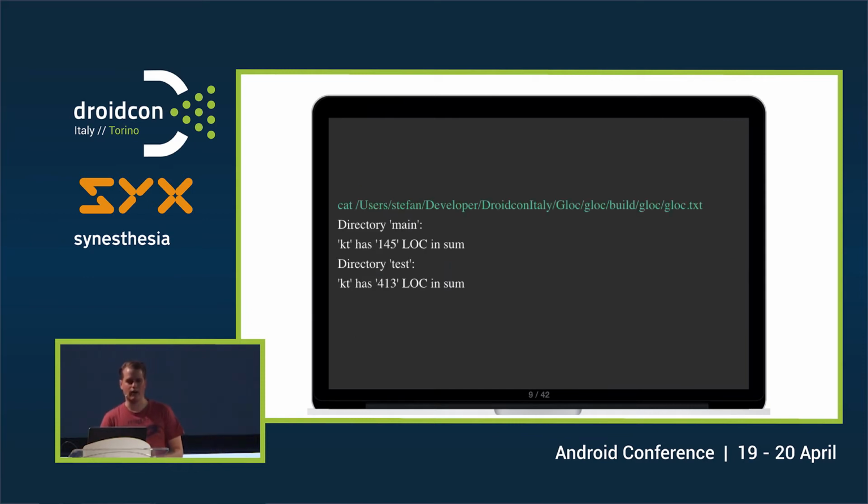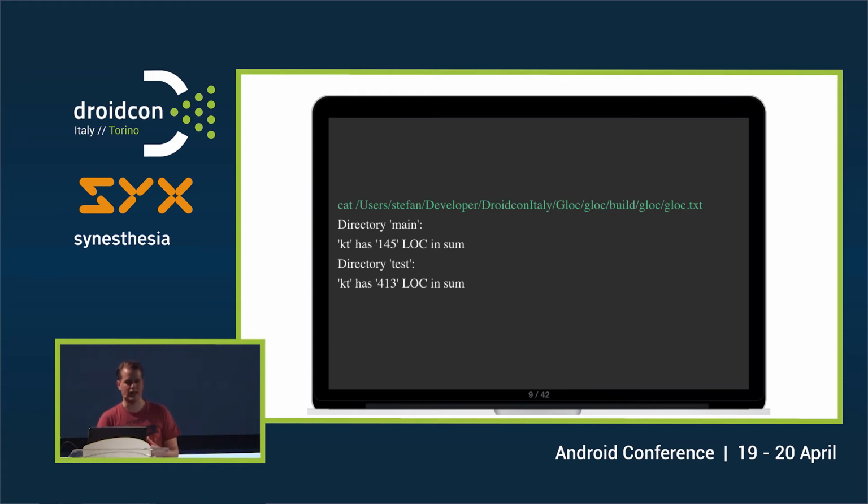And how does our output look like? Well, as I said, it just reads the lines of code. And this time it prints just the directories. We have put it in the main and the test source path. And this example says, okay, the main directory recursively has only Kotlin files with, in sum, 145 lines of code.